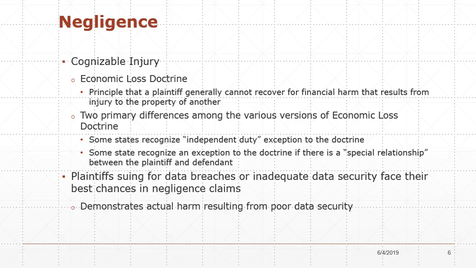It's not so much that you need to understand those two differences as it is to understand that a cognizable injury has to occur, and there are some exceptions that may be applied at the state level based upon how they look at the economic loss doctrine. Plaintiffs suing for data breaches or inadequate data security face their best chances in negligence claims because you can demonstrate actual harm resulting from poor data security.